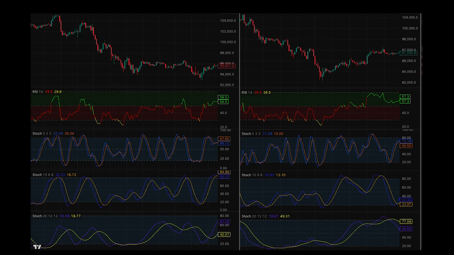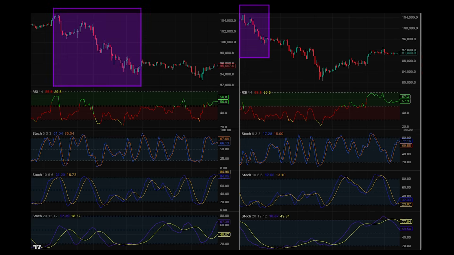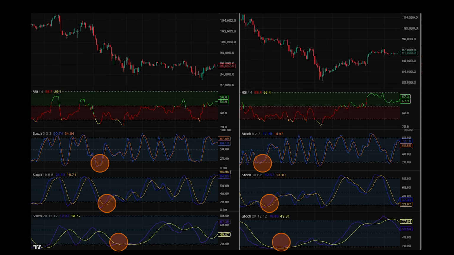But sometimes, the market goes completely insane. Remember? Bitcoin kept dumping after trading above 100K. Let's look at the chart. The first, second, and third signals were all buried at the bottom. To anyone looking at the chart, it looked like a perfect long setup.